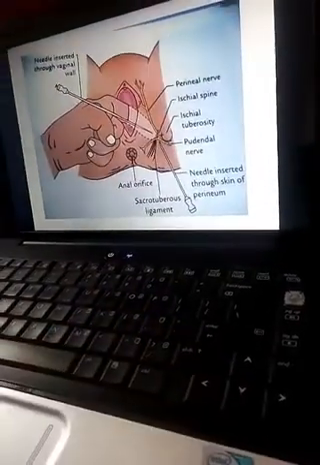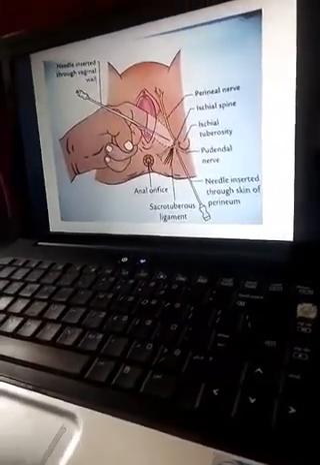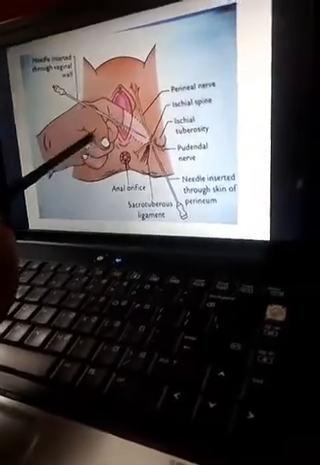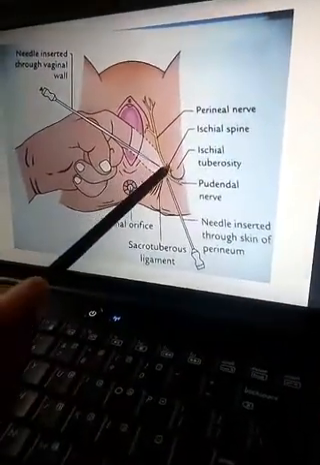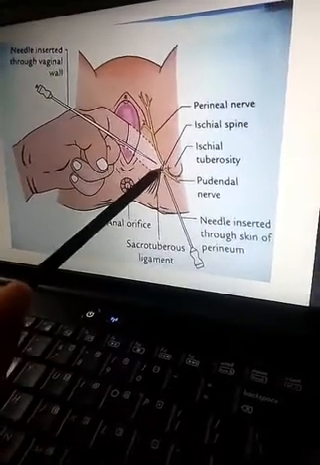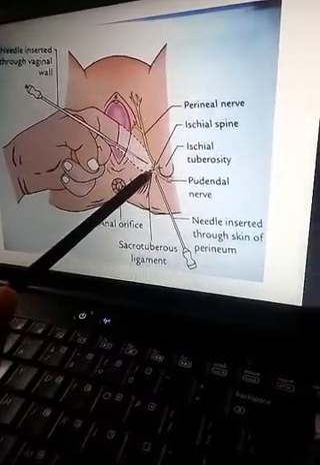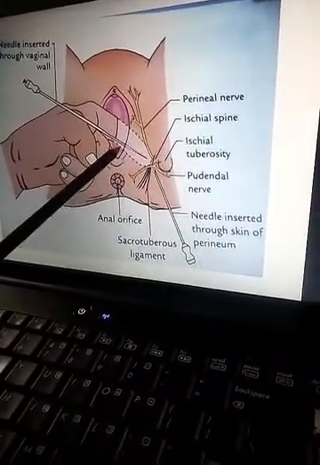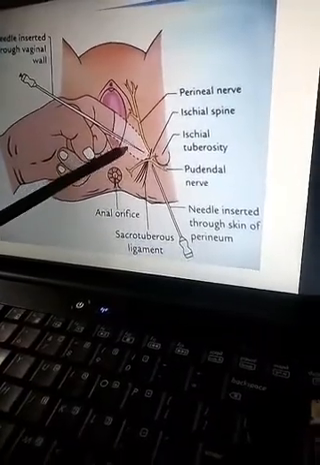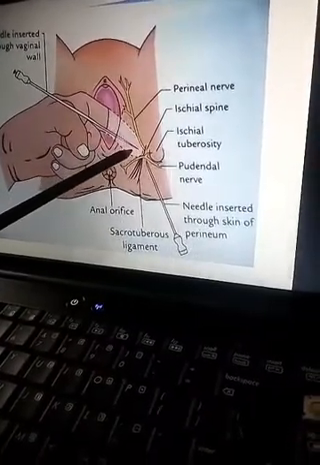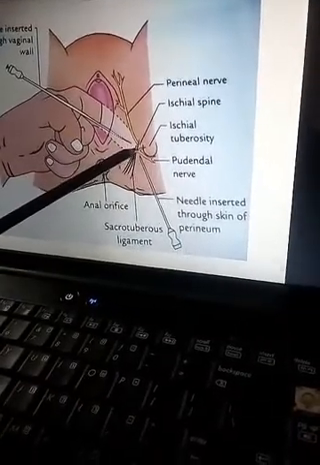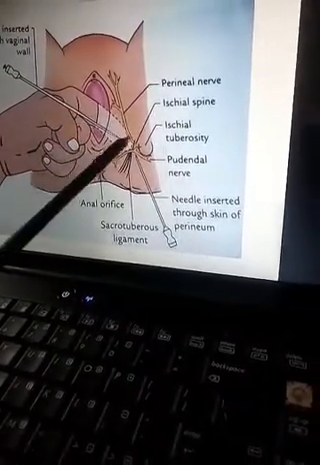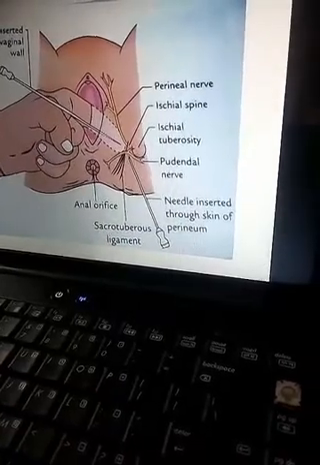Now, what is pudendal nerve block? The pudendal nerve is infiltrated with a local anesthetic where it crosses the ischial spine. The ischial spine is palpated through the vagina. A long needle is inserted through the vaginal wall and guided by a finger to the ischial spine. The needle can also be inserted through the skin of the perineum.